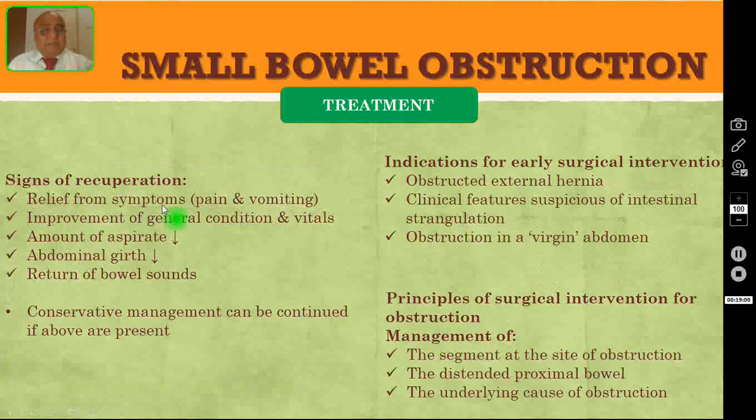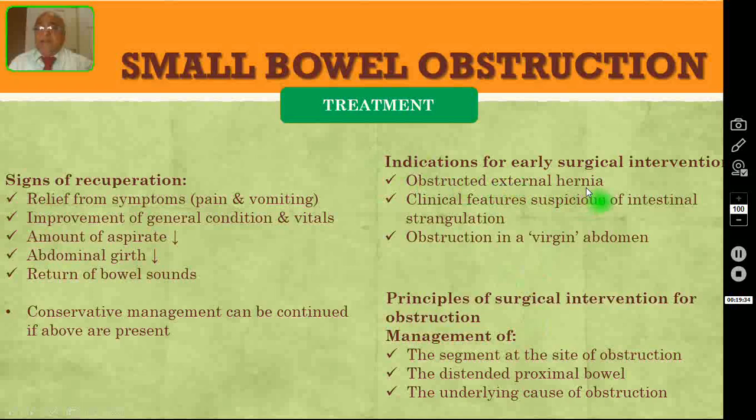If there is relief from symptoms, pain and vomiting becoming less, then that means the patient is recovering. Improvement of general condition and vitals, decreased amount of NG aspirate, abdominal girth coming down, and return of bowel sounds also. If all these things are happening in your patient, you can continue the conservative management. The patient may become all right. He may not need any surgical intervention at all.